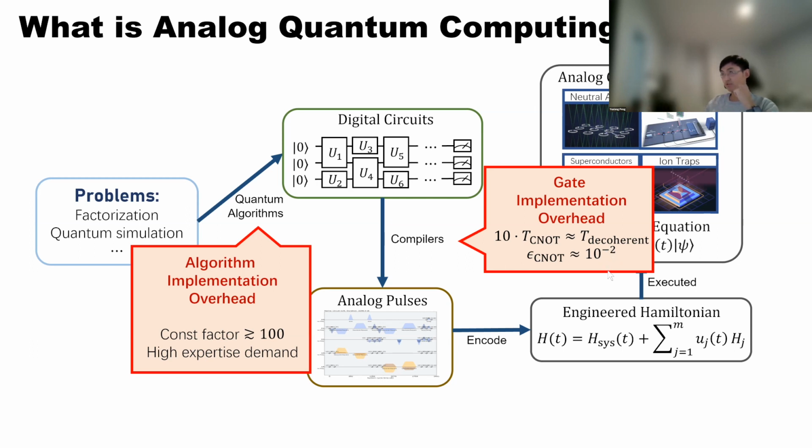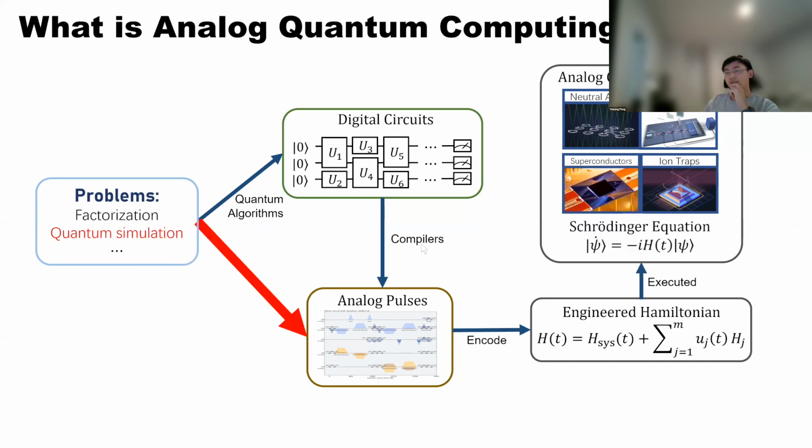So yeah, you cannot do a lot of gates, and things don't really work when you try to compile a large circuit for quantum devices. So we're thinking of making a shortcut for problems like quantum simulation, avoiding the abstraction of digital circuits, where you can directly produce several analog pulses that can be used to solve some quantum simulation problem.